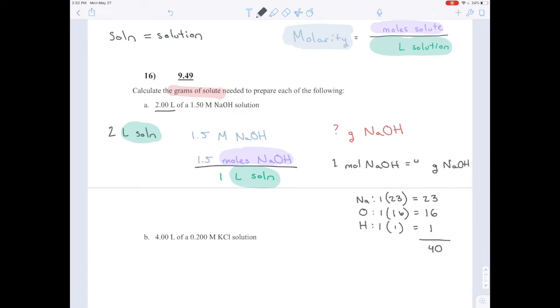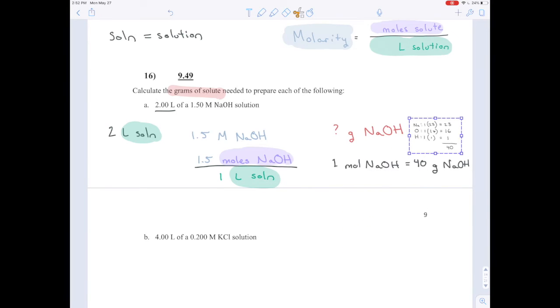So that would be 40 grams of NaOH in 1 mole of NaOH. So let's take this, shrink it a little bit. Now we can bring this up here. Okay, so now we have a plan.